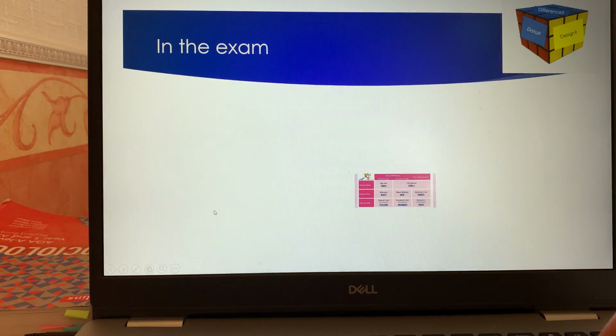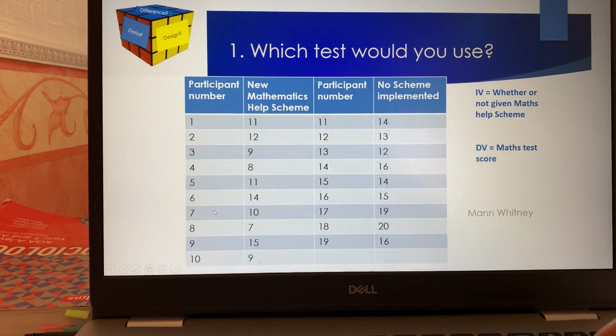It's ordinal data because what we're going to be able to do once we've got those 19 participants is order them. So we can say, right, well, participant 8 scored 7, whereas participant 18 scored 20. So we can rank that, order that, and then make a decision from there.